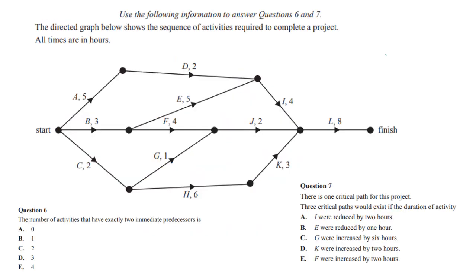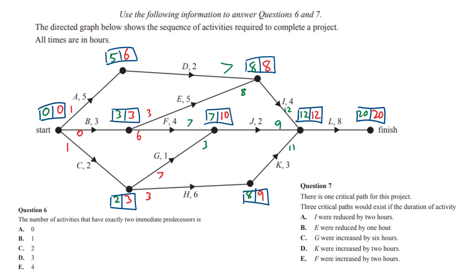Okay, guess what? Forward and backward scanning. Let's start with question 6. The number of activities that have exactly 2 immediate predecessors: J has G and F, and I has E and D. There are no others that have exactly 2, so the number is 2. You can check that yourself. I believe that is correct.